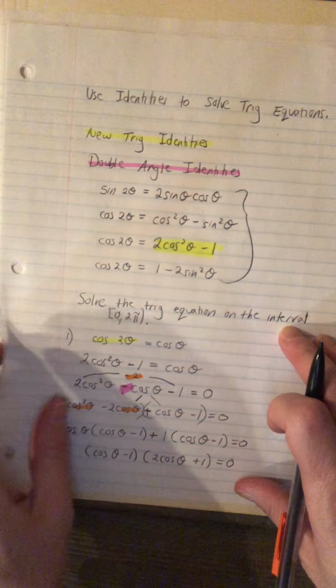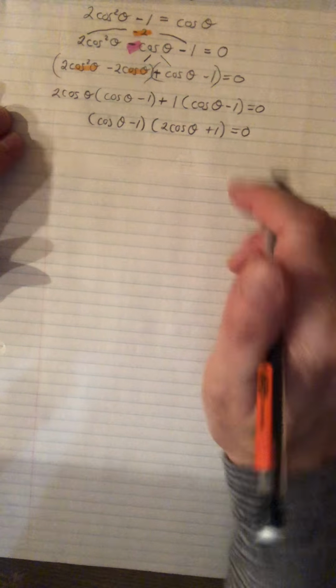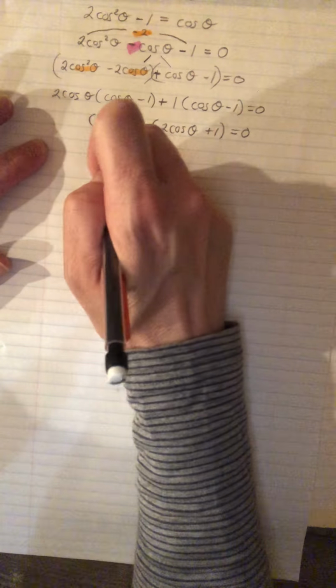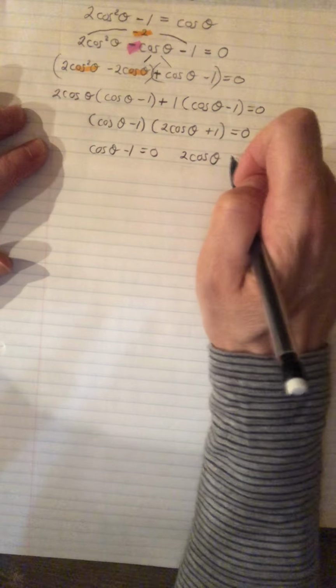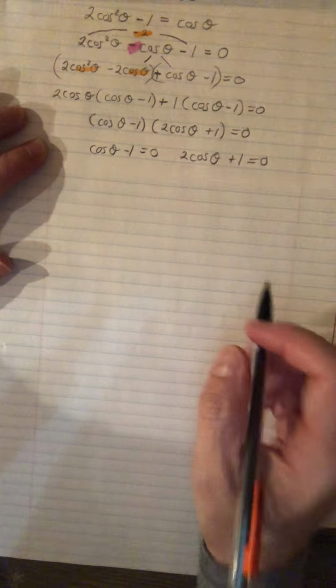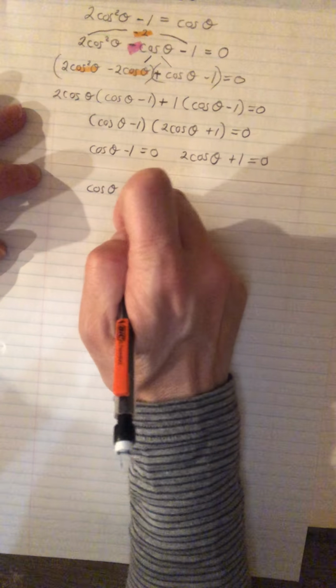I'm just going to push this up a little, push this down so I can get another sheet of paper. All right, guys, so what do I do from here? I set them both equivalent to 0. So I get cosine theta minus 1 equals 0, and 2 cosine theta plus 1 is equivalent to 0. And I solve. So here I'm getting cosine theta equals 1.